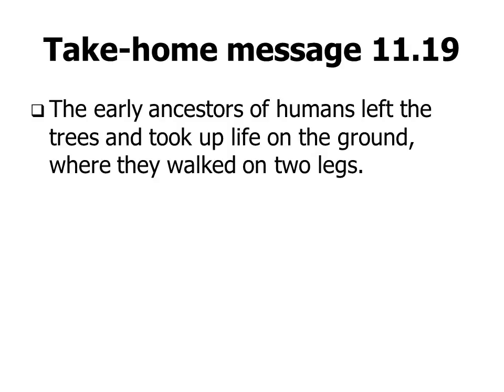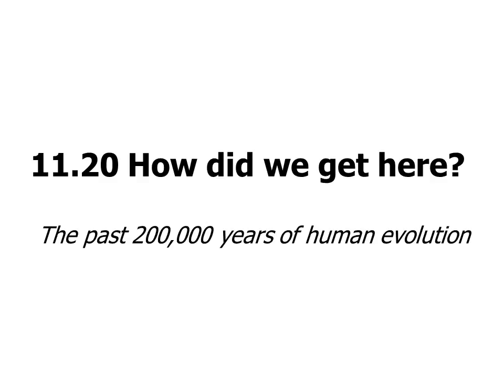So know that the early ancestors of humans left the trees about 4.5 to 5 million years ago, and they became bipeds. That was the first thing that changed. And then know the 2 subsequent changes of the brain volume and the size.